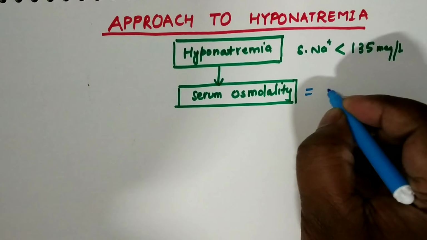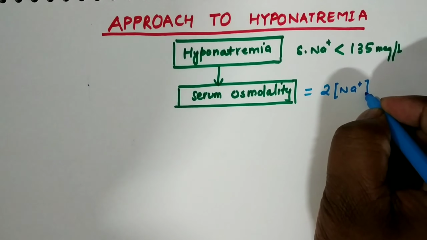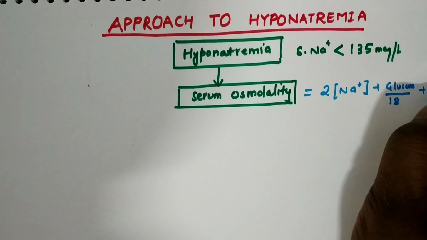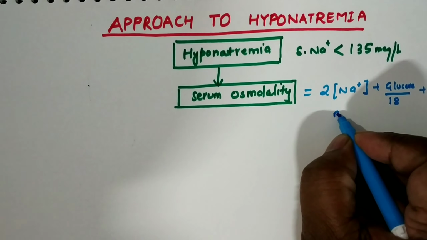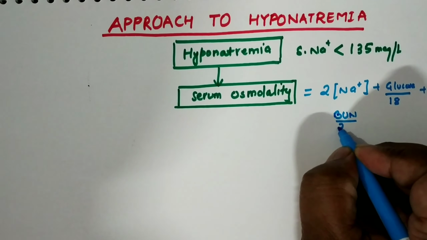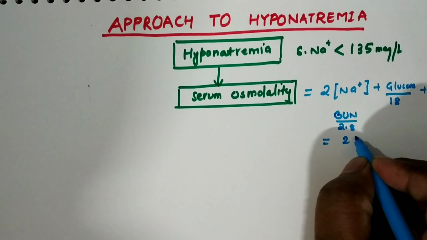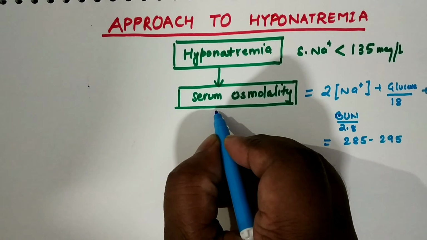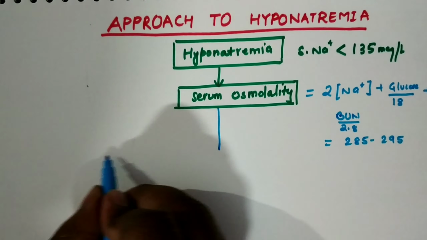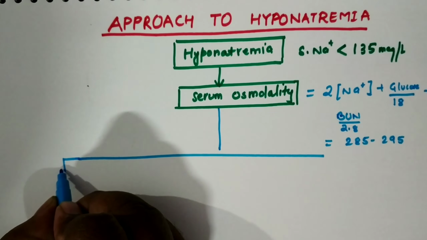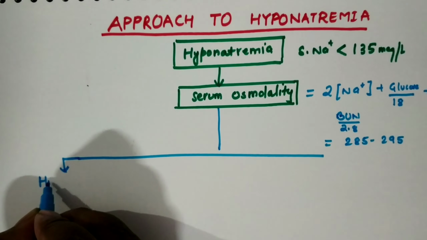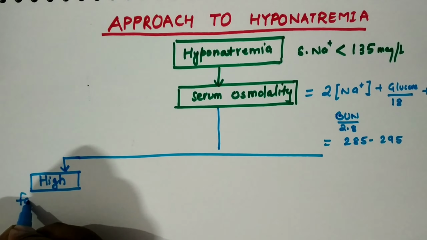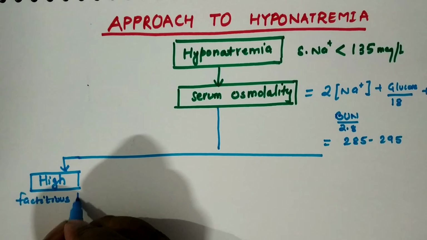Serum osmolality, not osmolarity, is calculated by 2 into serum sodium plus glucose divided by 18 plus blood urea nitrogen divided by 2.8. The normal value is 285 to 295. Now after calculating serum osmolarity, if we get a high serum osmolarity, we call it factitious hyponatremia.